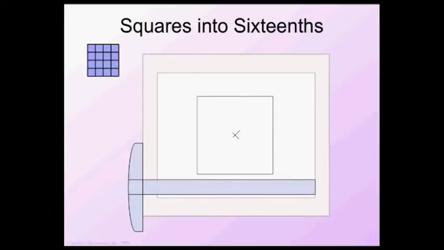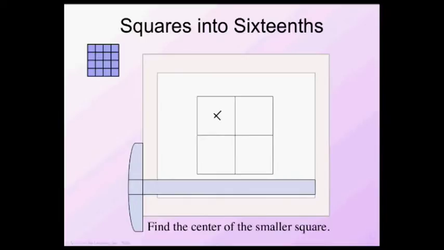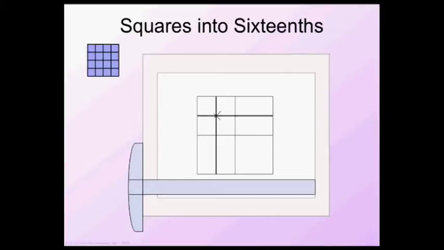And then from here, now I can draw my horizontal and vertical lines down the center. Using the same process, I can find the center of the smaller square and draw my horizontal and vertical lines. Find the center of this square and the center. We've done this now into 16ths.